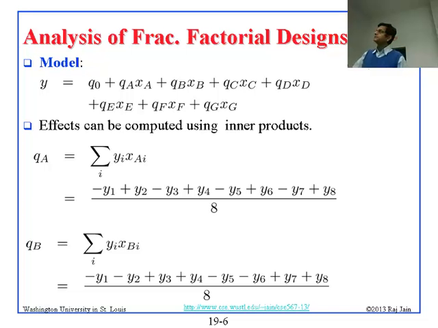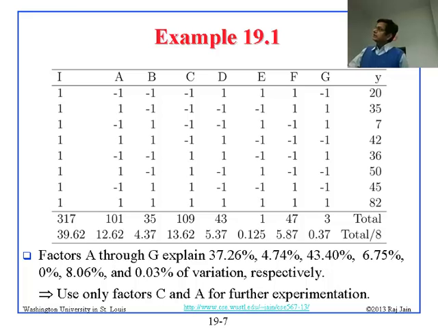So we do that. So here is an example. This is the Y value. These are the 8 columns, and we added an I column as usual. And then we multiplied and added up, divided by 8. So now you can say that the A effect explains 37%, B explains 4%, and so on and so forth.